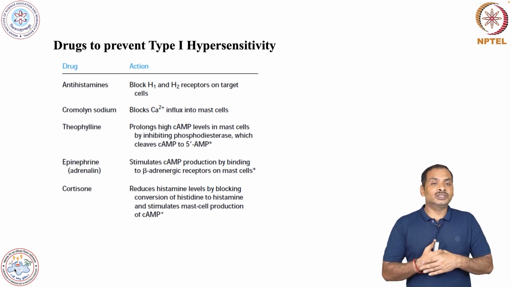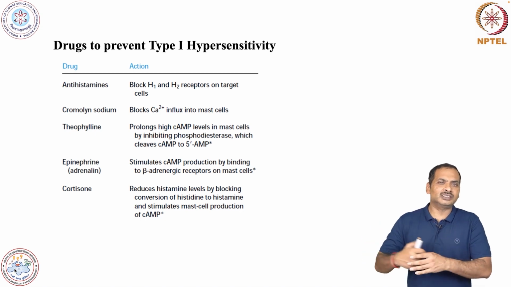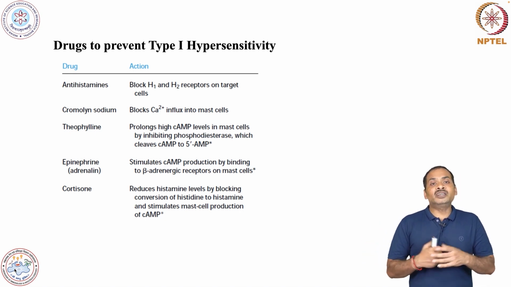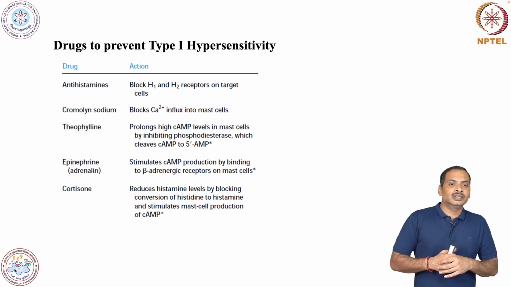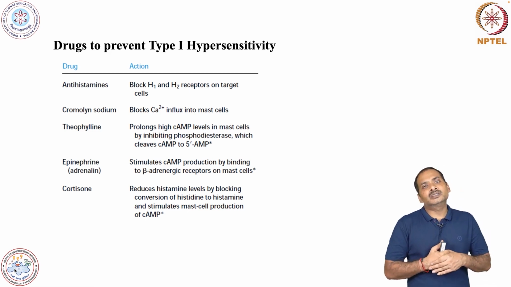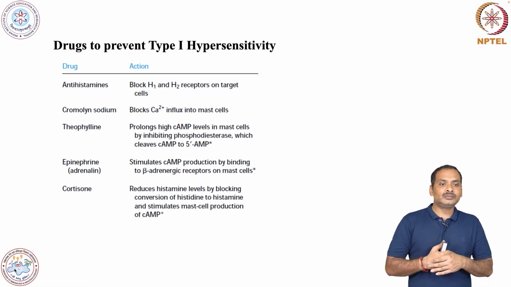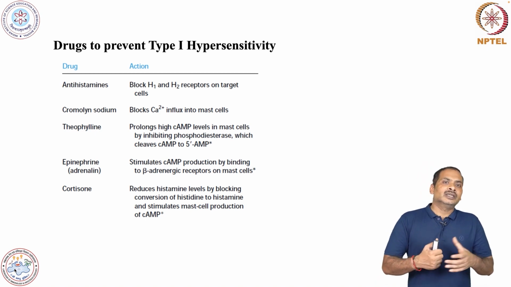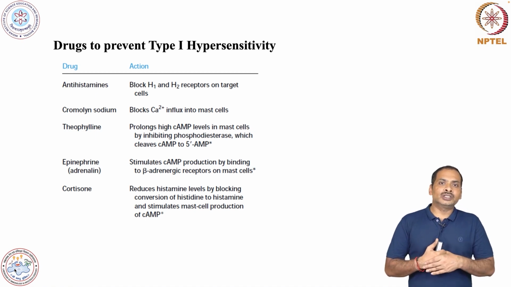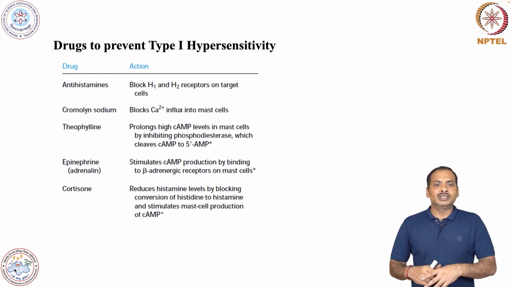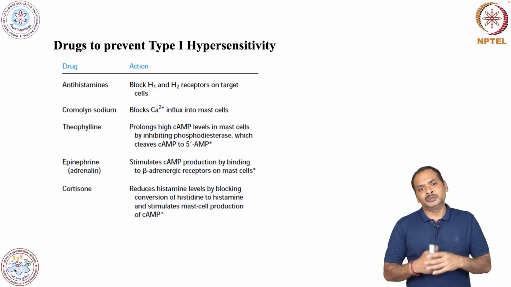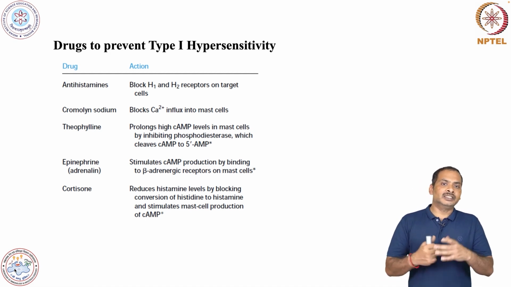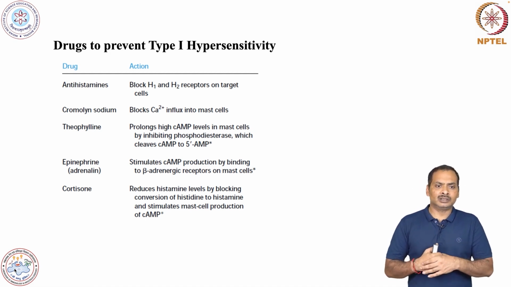Another molecule which we use in very severe cases is epinephrine. It is very effective. Basically, it increases the amount of cAMP in the mast cell, and then the production of histamine is reduced. Okay. In the worst scenario, one can use corticosteroids. Corticosteroids are basically steroids, and they are dampers of immune responses. Okay, and they reduce histamine production.